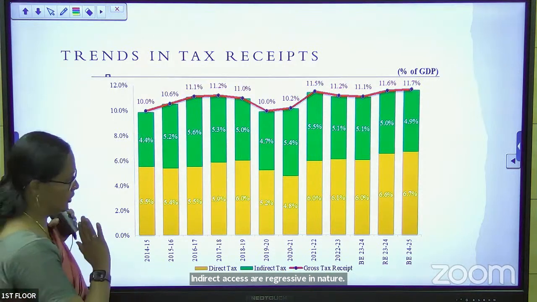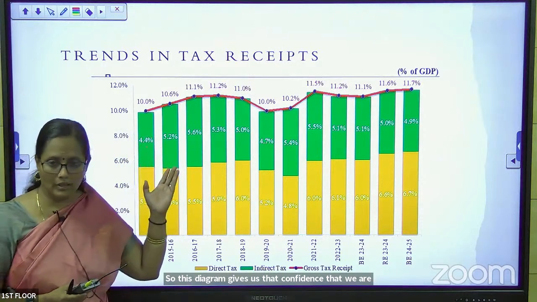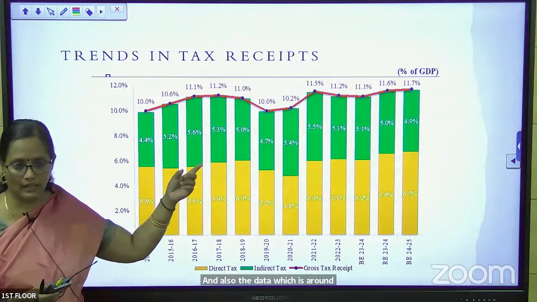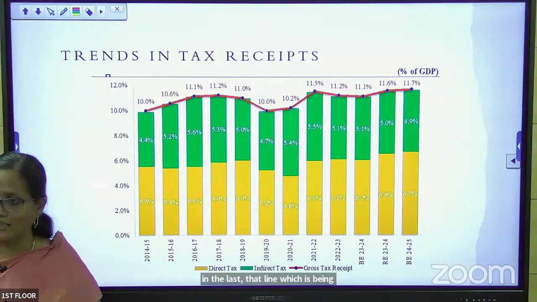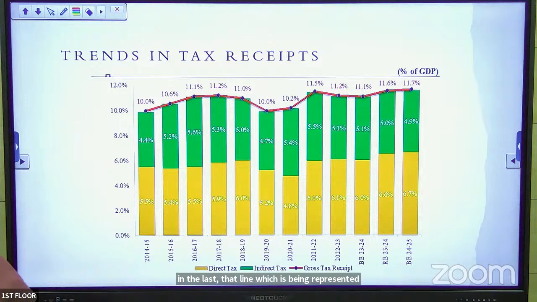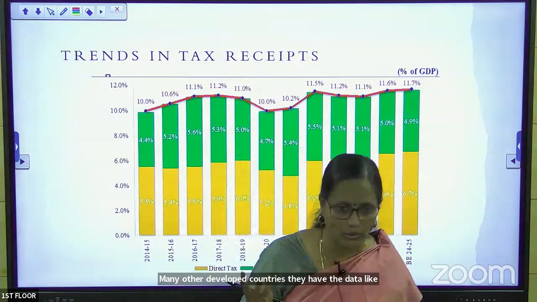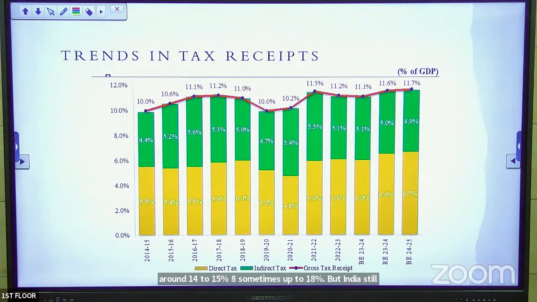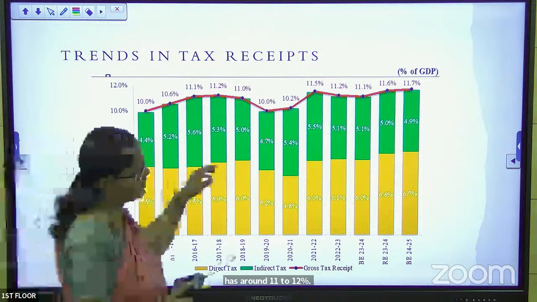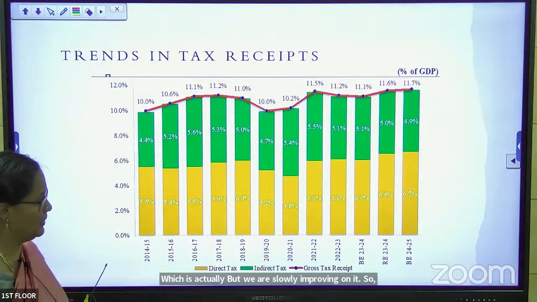So this diagram gives us that confidence that we are having more direct taxes than indirect taxes. And also the data which is around 11.7%. Are you seeing the line which is being represented at the end? This is actually called the tax to GDP ratio, which is also a macroeconomic variable for the country. Many other developed countries have data like around 14 to 15%, sometimes up to 18%. But India still has around 11 to 12%, which is lesser. But we are slowly improving on it. So 11.7% is the tax to GDP ratio.